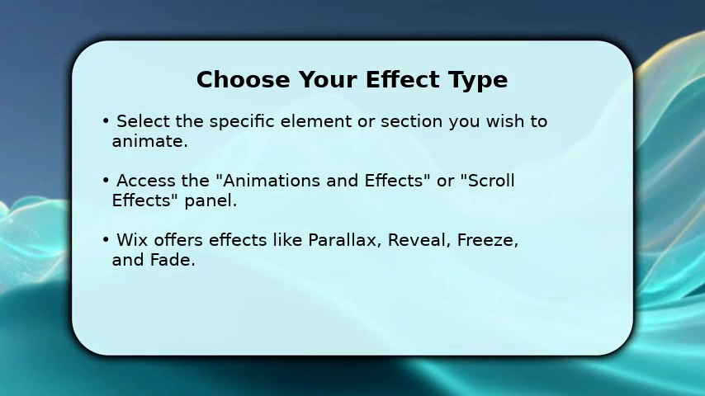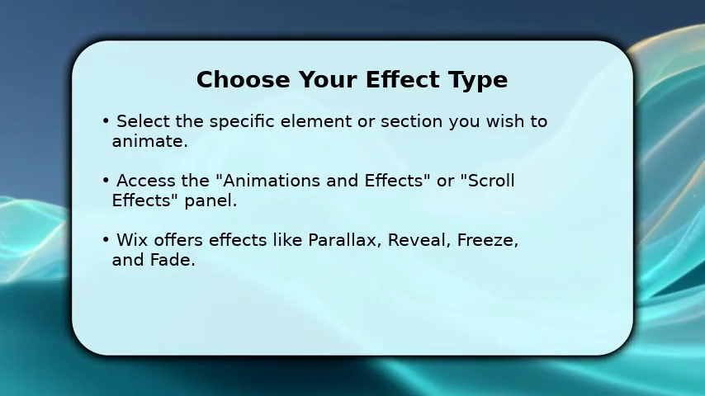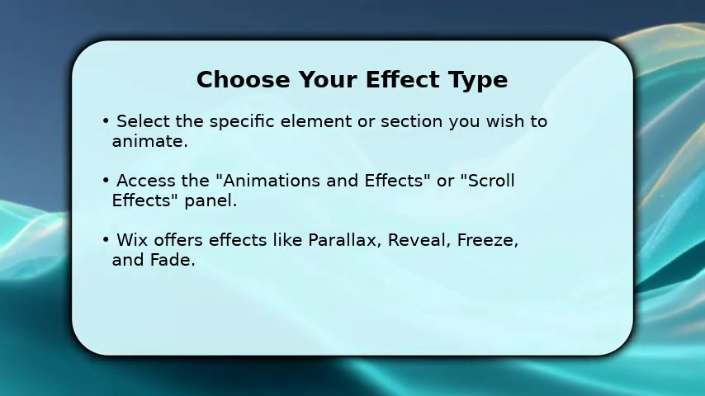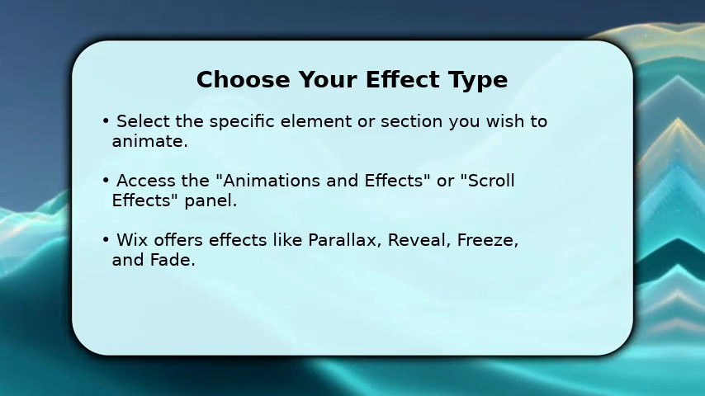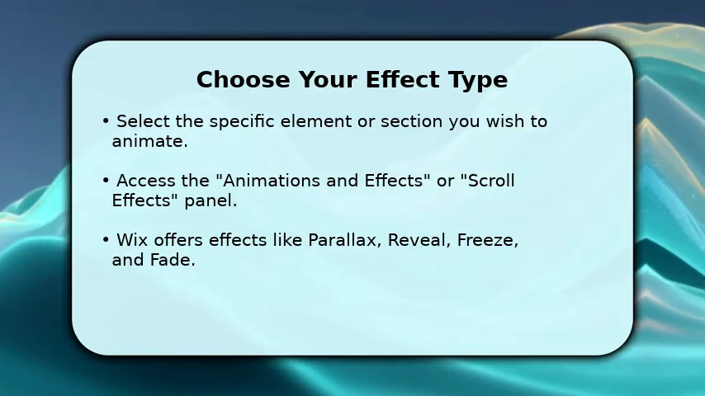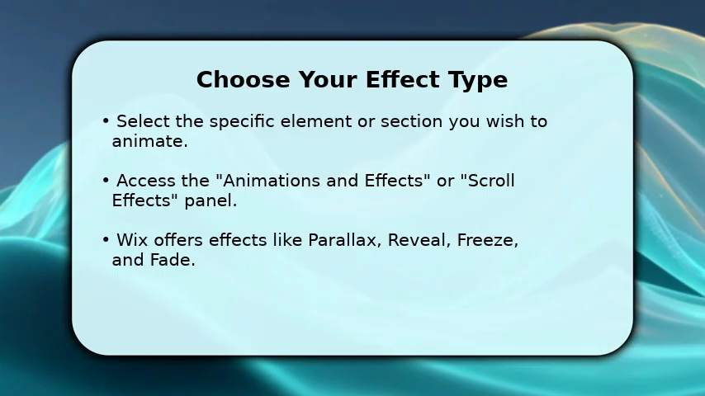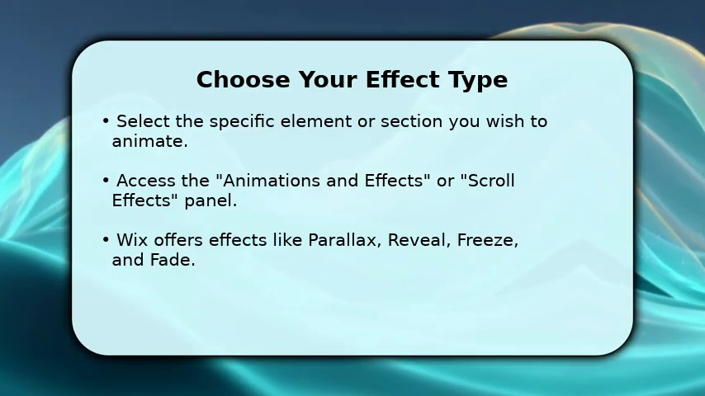To begin, navigate to your Wix editor and select the element or section you want to animate. This could be an image, a text box, or an entire strip. Once selected, look for the Animations and Effects or Scroll Effects icon in the floating toolbar.